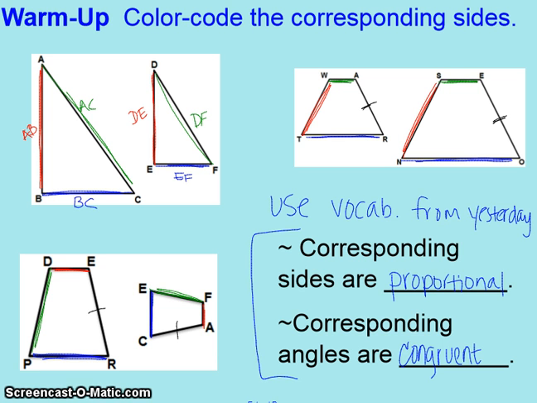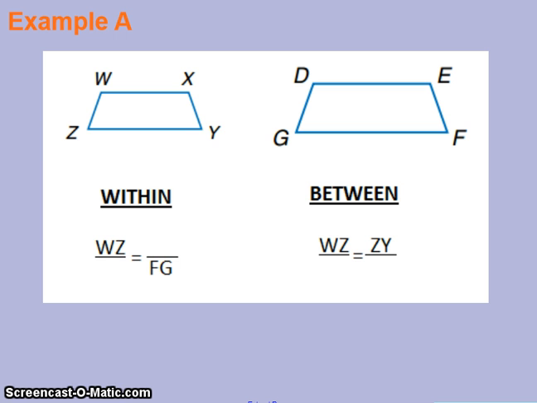So let's go ahead and get our examples out. This is example A, so it gives you two trapezoids. One's a small one, one's a big one. So let's go ahead and label that. We have small and we have big. And the very first thing I want to do is color code the corresponding sides. So I know that side WZ is the same side on my bigger one, side DG. So I know that side WZ corresponds to side DG on my big one, because they're located on the same exact spot, but one's a small one, one's a big one.